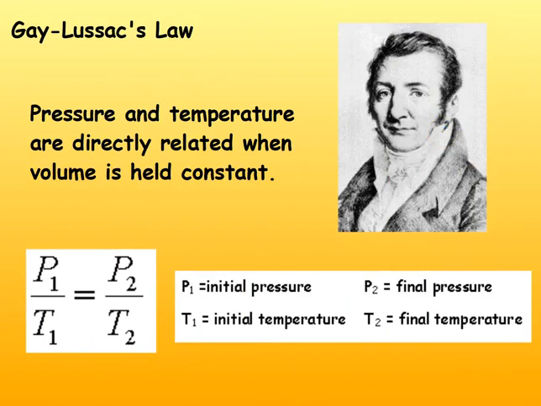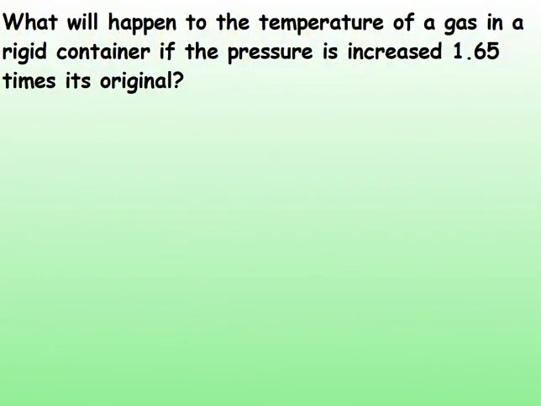So we're moving on. We have Gay-Lussac's law here. In Gay-Lussac's law, pressure and temperature are directly related. So if they're directly related, I know that if the pressure goes up, then the temperature also goes up. And there's the formula for it: P1 divided by T1 is equal to P2 divided by T2. Let's see how it works.